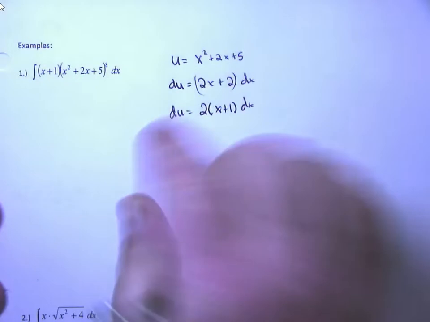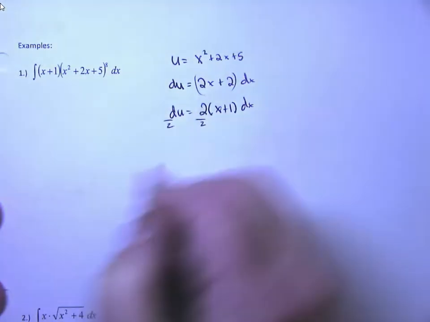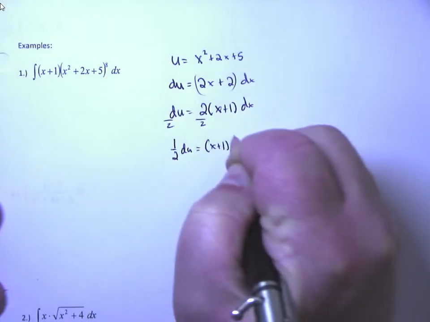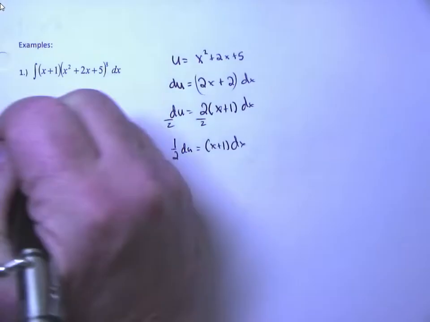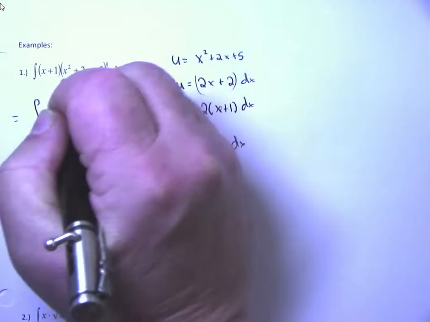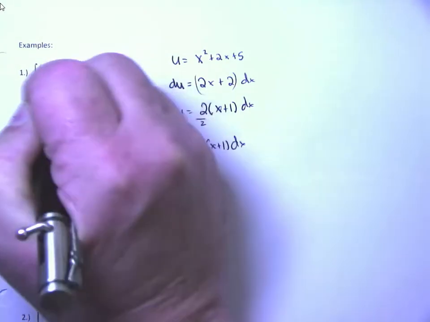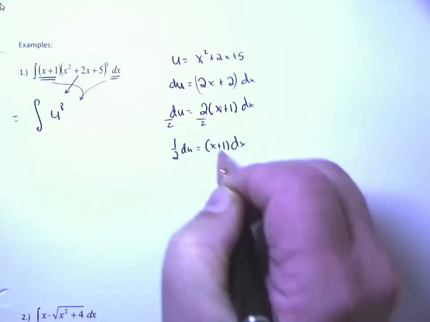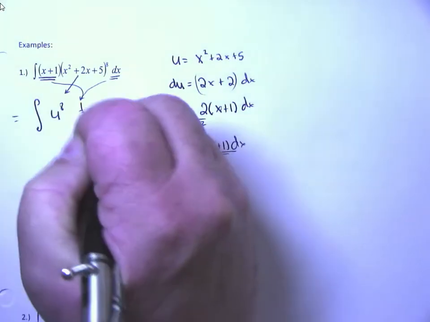And now I'm going to divide by 2. You can always manipulate a constant. Maybe you can put it on any side you want to. So you get 1/2 of du equals an x plus 1 dx. And that is in the problem, so I know I'm on the right track. So when I rewrite this, this becomes the integral. This part is my u. It's u to the 8th power. And the x plus 1 dx gets replaced with 1/2 du.